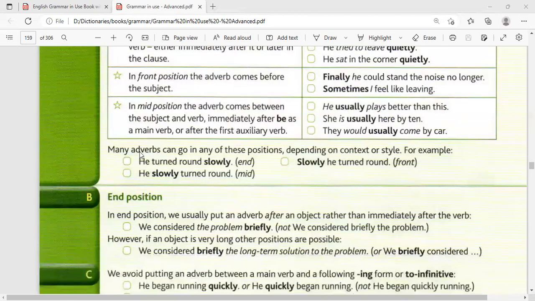Many adverbs can go in any of these positions, depending on context or style. For example, when I say, he turned around slowly, here slowly comes at the end of the clause. But when I say he slowly turned around, here the adverb is in mid position. Or it may be in front position, like slowly he turned round. Slowly he turned what? Round.